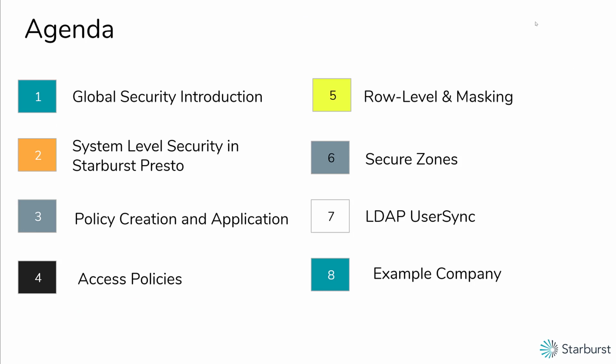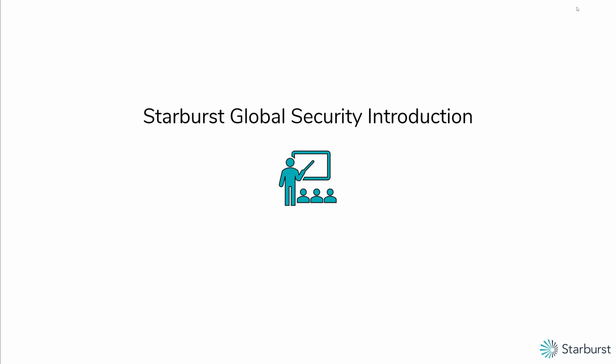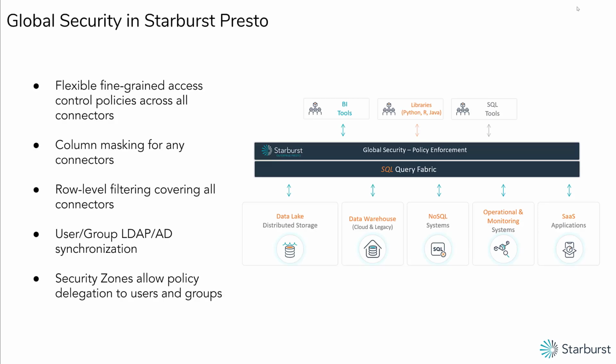In the agenda, we're going to talk about the global security introduction, something we call system level security in Starburst Presto, policy creation and applications, access policies, how to create those, what they are, role level and masking, secure zones, syncing up with a corporate LDAP or Active Directory server, and then go through a scenario of an example company. So, introduction to global security.